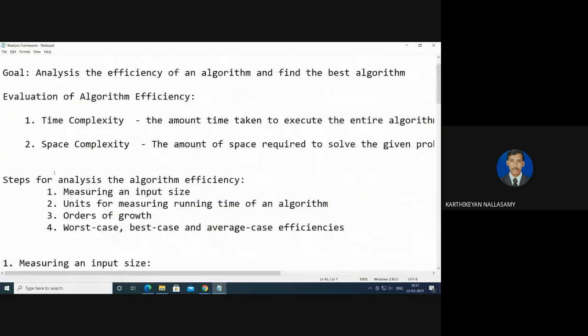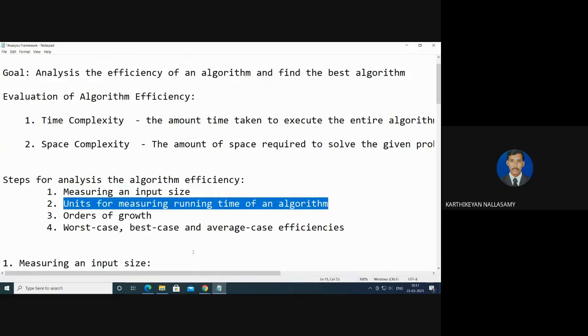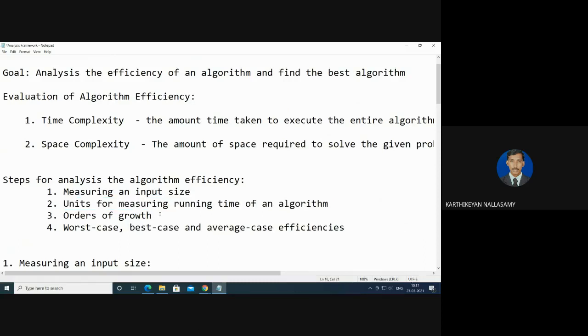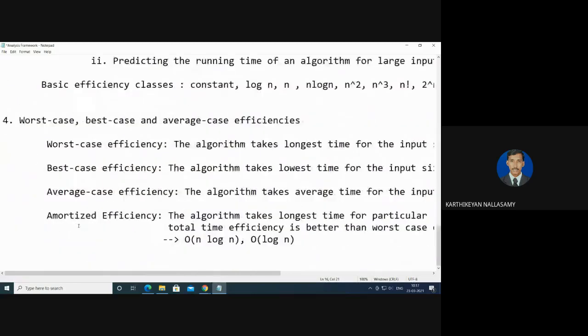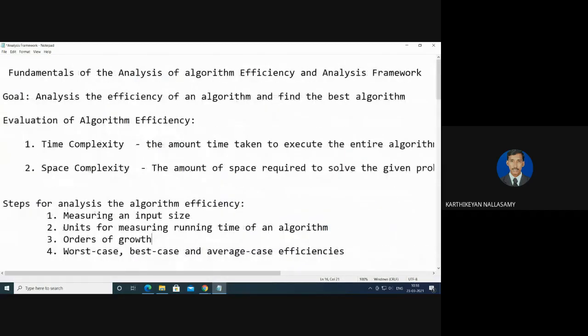Let me repeat once again. In order to analyze algorithm efficiency, first we must know the input size we are going to use. Second, the methodology for calculating the running time of an algorithm. Next, if you have more than one solution, we identify the best order of growth, the algorithm with the lowest order of growth. And the next term is defining the best case, worst case, and average case efficiency for the algorithm. These are the four basic steps to be followed in order to define the efficiency of an algorithm.